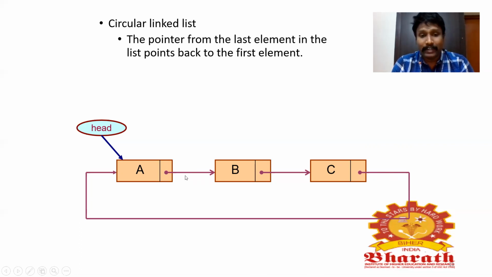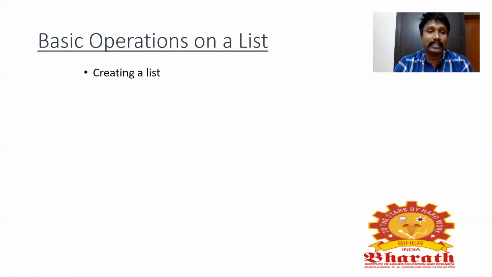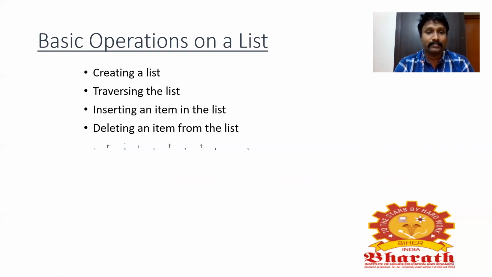Yes, two addresses. So the address of B and the address of C will be stored inside the pointer A in the first node. So this is how the traversal is done. Only when the last node and the first node are connected does it form a circular linked list. That's it. We'll move on to the basic operations on a list.